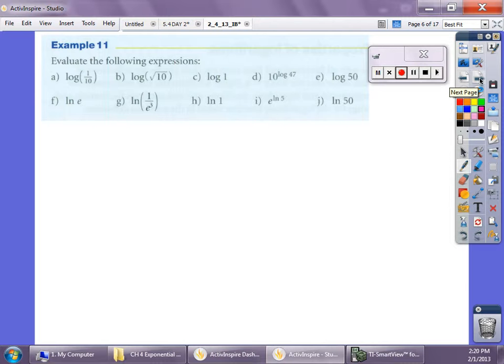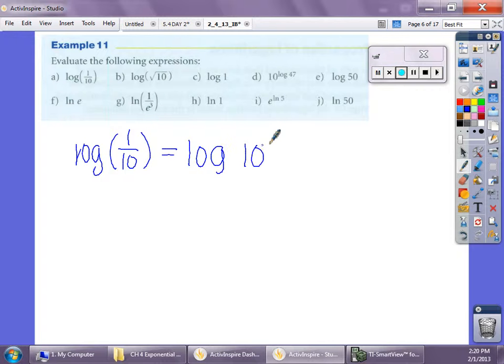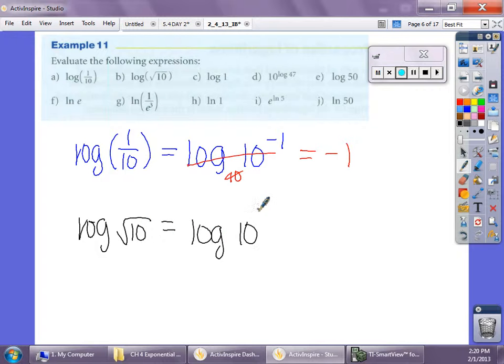All right, so evaluate the following expressions. These are all supposed to be ones that simplify really easily. So log of 1 over 10 is the same thing as log of 10 to the negative 1. And remember, if there's no base there, the imaginary base that you don't see is 10. Little base and big base cancel, so this gives us negative 1. Let's do one more. Let's do log of root 10, which equals log of 10 to the 1/2 power. Little base of 10, they cancel, the answer is 1/2.